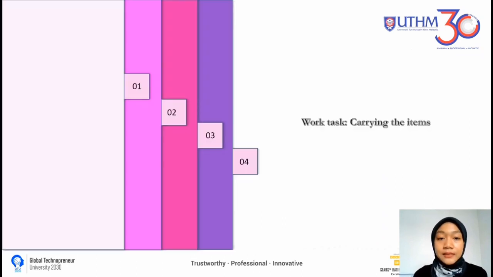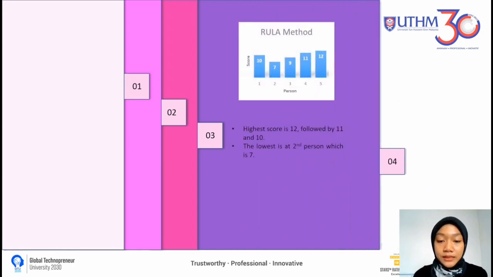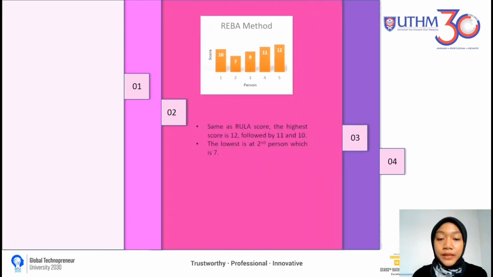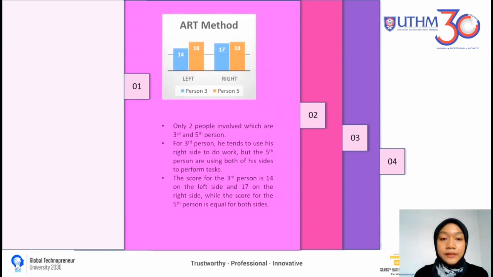This is the last work task, carrying the item. In the RULA method, the highest score is 12, followed by 11 and 10. The lowest is the second person, which is 7. In the REBA method, same as the RULA score, the highest score is for the 5th person, followed by the 4th, 3rd, and 1st person.